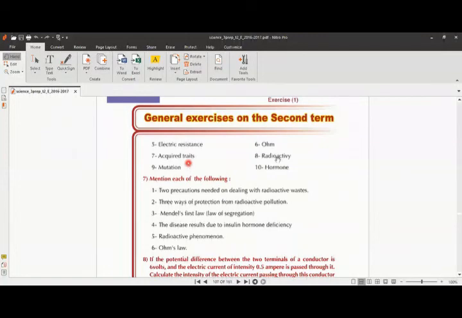Radioactivity phenomenon, it is a spontaneous decay of the atom's nuclei of some radioactive elements, okay, to attempt to achieve more stability. Hormone, this is the last one, you know it, we explained last time, a chemical substance that controls and organizes most of the vital activities and functions in the body, okay? This is for the definitions.